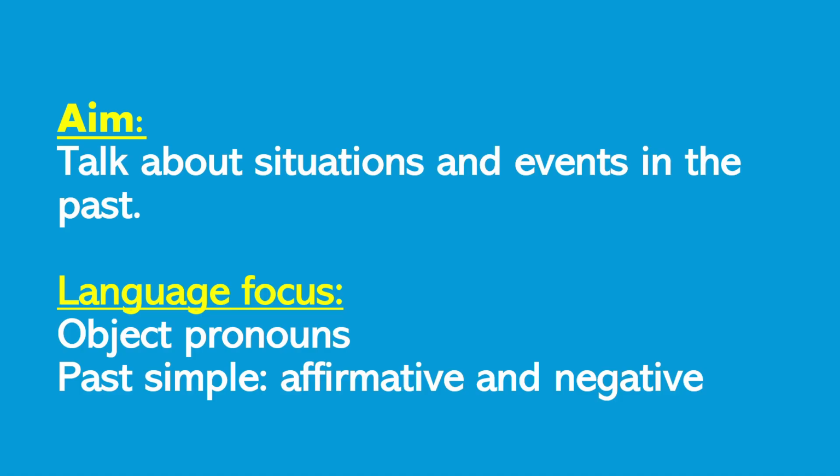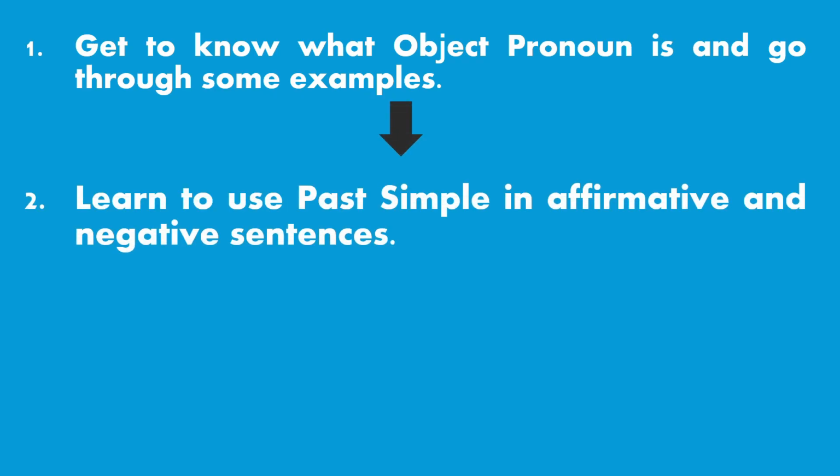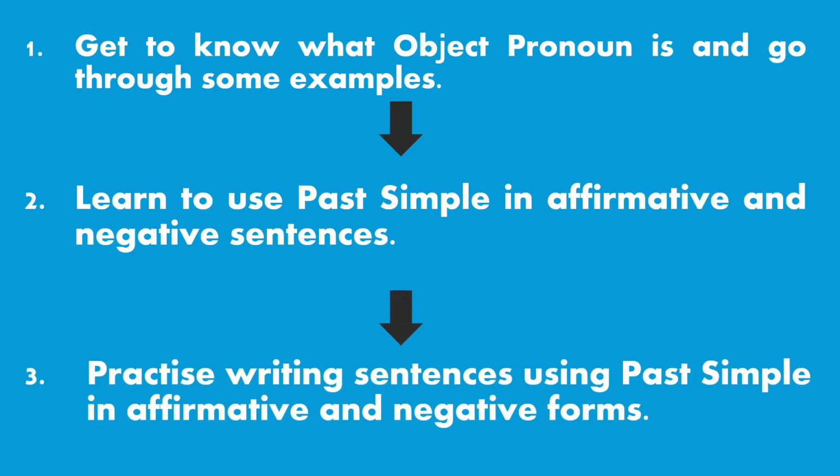As usual, before we proceed to our lesson today, let me communicate with you first the framework of our lesson. First, we shall get to know what object pronoun is and go through some examples. And after that, we shall learn to use past simple in affirmative and negative sentences. Last but not least, we shall practice writing sentences together using past simple in affirmative and negative forms.